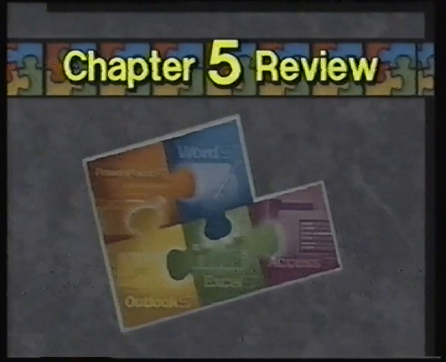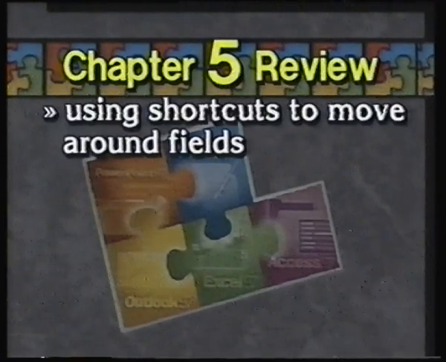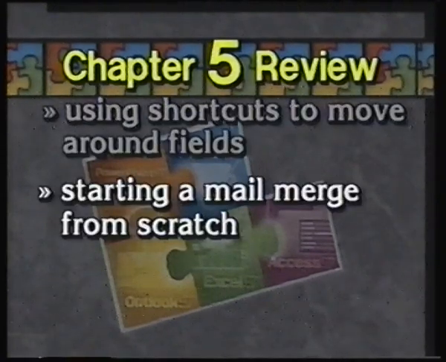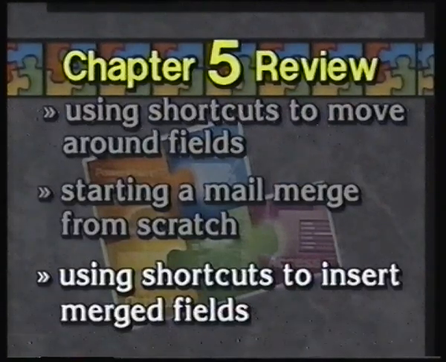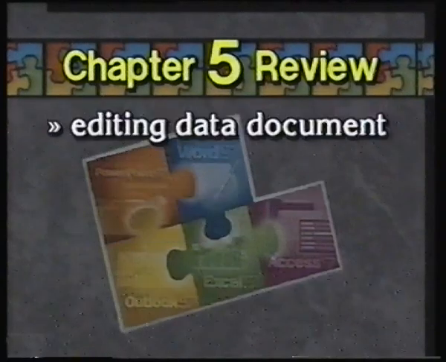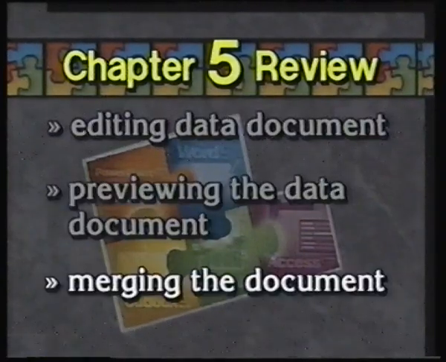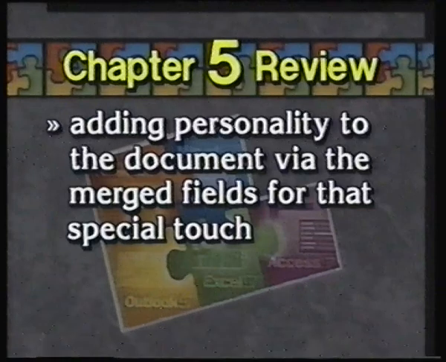Let's review what we covered in this chapter. We used some shortcuts for moving around fields, then started a mail merge from scratch. In our mail merge, we use shortcuts to insert merged fields, edit the data document, preview, and merge the documents. We used the fields merged with the document to add personality so everyone receiving this letter could feel that we spent some time saying something special to them. When we finished, we printed it out.